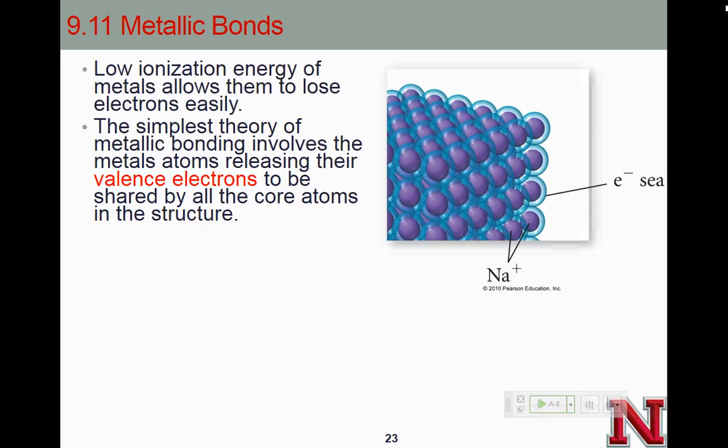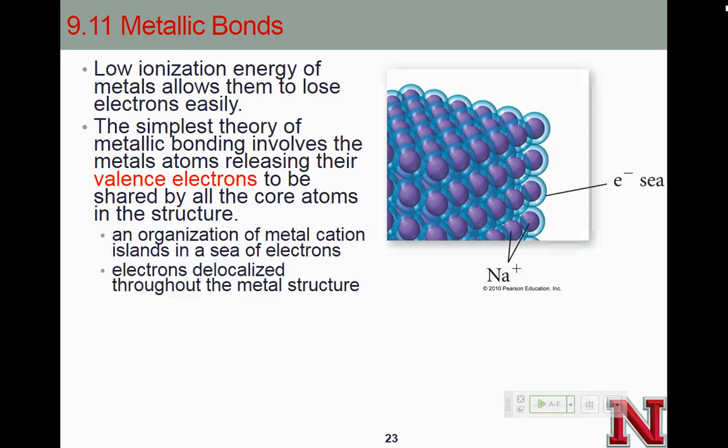The simplest theory to understand is kind of little islands of cations with a sea of electrons surrounding them. So it's an electron sea, and all the valence electrons are shared by all of the metal cations. There is an organization, and the electrons are what we call delocalized throughout, meaning the electrons are interacting with all of the ions, not just stuck with one sodium. So that's what we mean by delocalized.